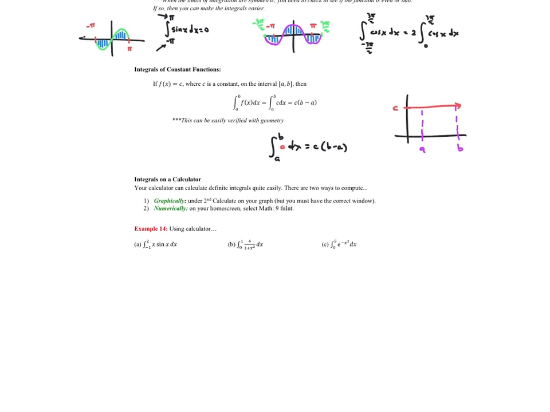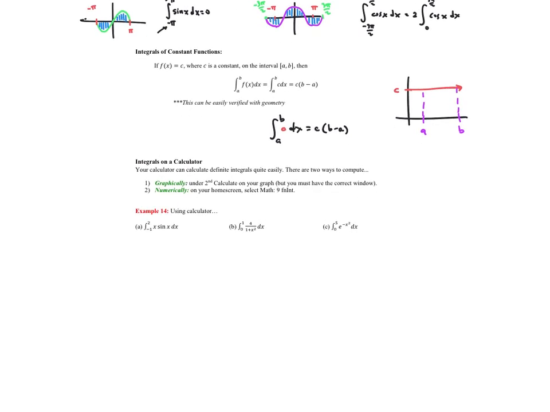Integrals on a calculator. This is really helpful. Your calculator can do a ton of stuff for you. There are 2 ways to compute, graphically and numerically. Typically what I use is the numerical method. If you take your calculator and instead of pressing Math 8, you press Math 9, you're going to get something that looks like this. It's kind of like your Math 8 notation that showed up. All you're going to do is plug in a, b, f of x, and x.